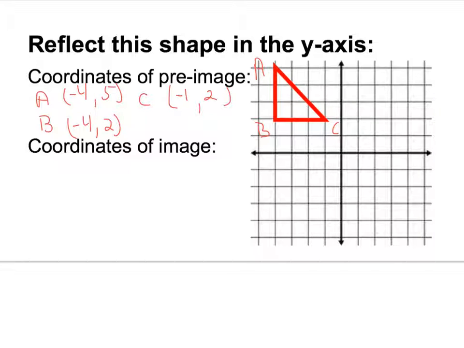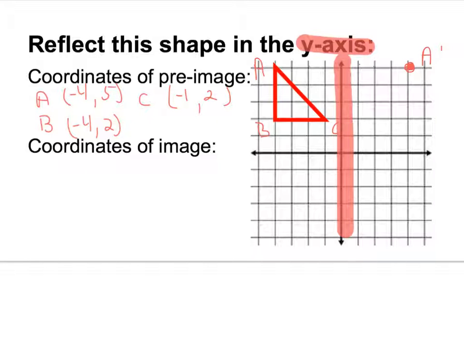So this time we are going to reflect the shape in the y-axis. So let's go ahead and highlight the y-axis. This time we're going to be focusing on what side we are on. This whole shape is to the left of the y-axis, so we're going to go to the right of the y-axis. If we start with A, it is 1, 2, 3, 4 away from the y-axis to the left. So we're going to go 1, 2, 3, 4 away from the y-axis on the right, and label that A prime.